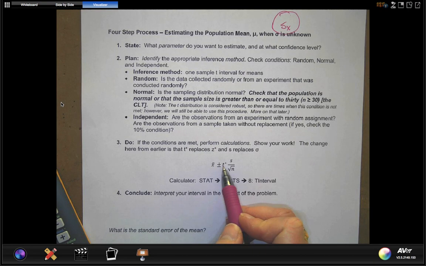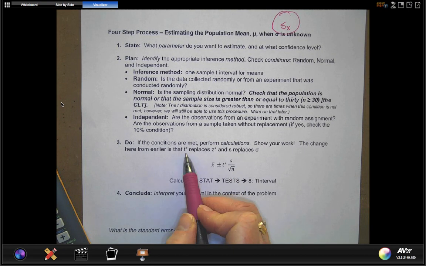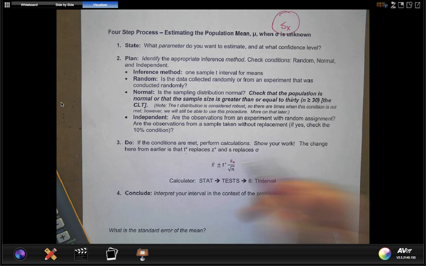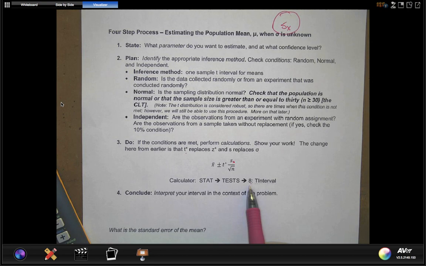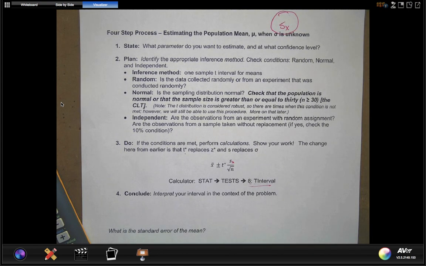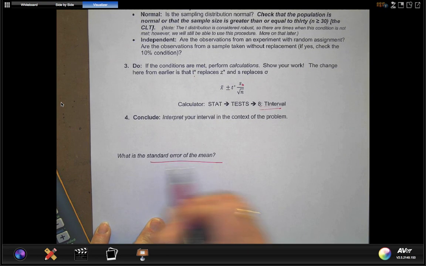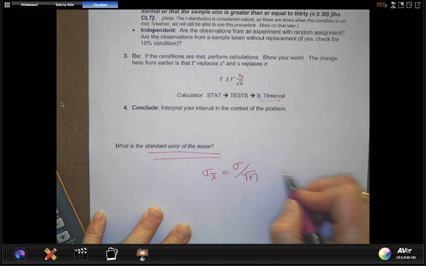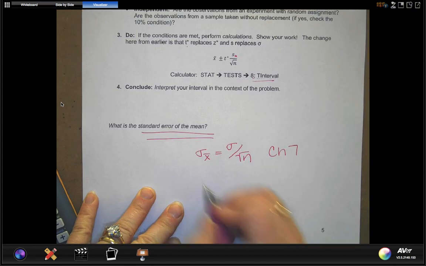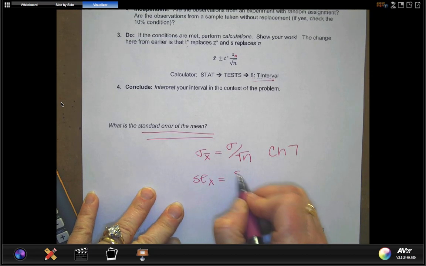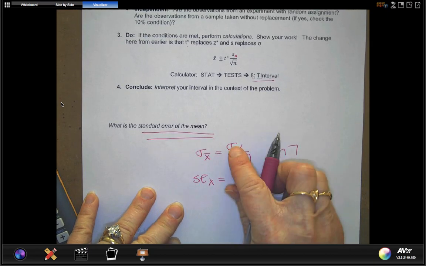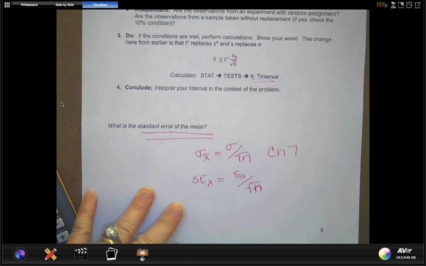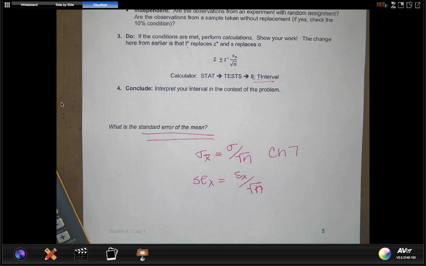If you notice here, instead of z, I'm using t star. Instead of sigma, I'm using s. You can say sx if you want, over the square root of n. I'm not using 7. This would be 8. My interpretation will be the same. All right, this says what's the standard error of the mean. So the standard deviation of x bar is sigma over the square root of n. That was from chapter 7. The standard error of the mean is just we plug in the statistic instead of using the parameter, so the sample value instead of using the population value, and it's called the standard error. Okay, that's it. That's just our fancy name.